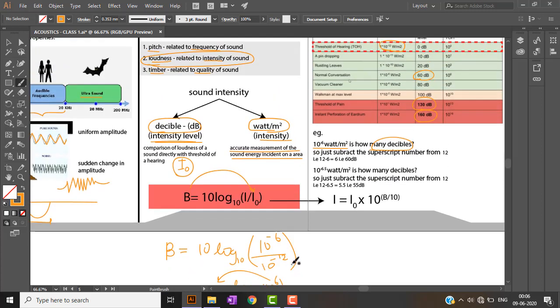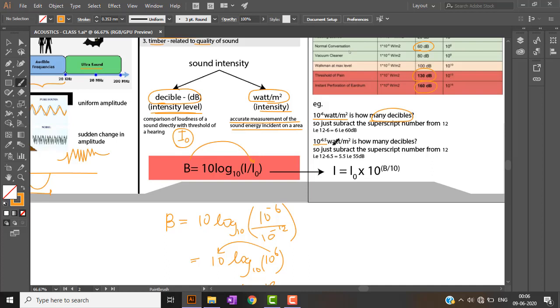Okay, so similarly for 10 raised to minus 6.5, you simply have to substitute 6.5 in place of 6.